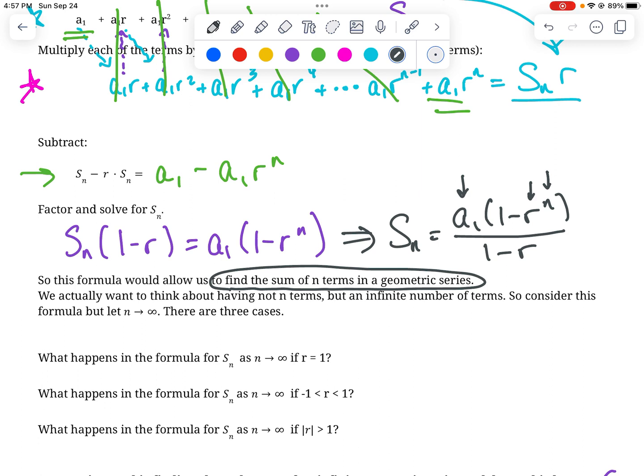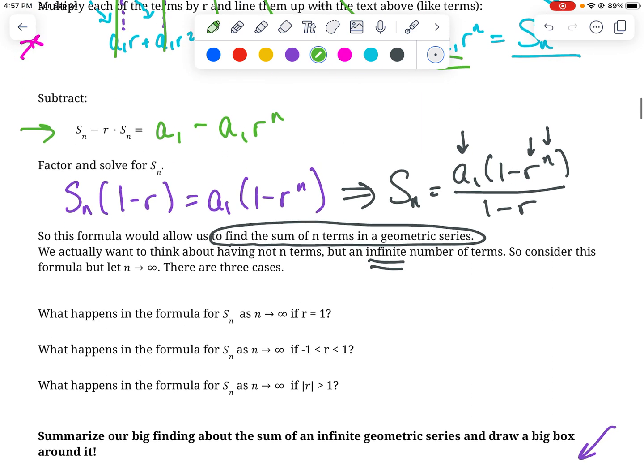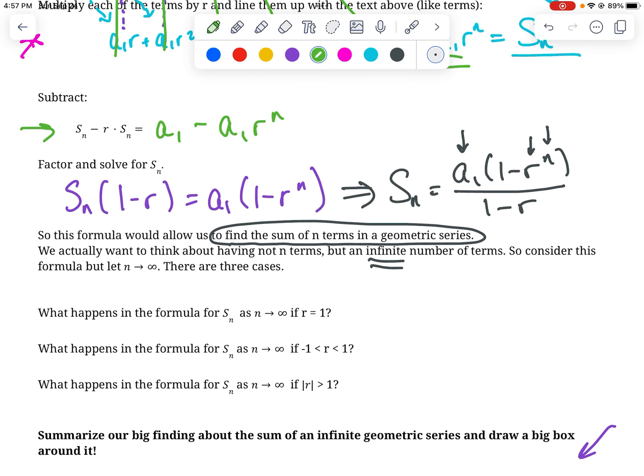So we don't actually want to think about having n terms, though. We want to think about having an infinite number of terms. So I want you to think about what happens in these three cases. So first case, what happens to this formula if r is equal to 1? So if we were finding the limit of this as n goes to infinity, here's my first term, r is 1. Well, that is kind of crazy, right? Because we get a 0 over 0 situation.